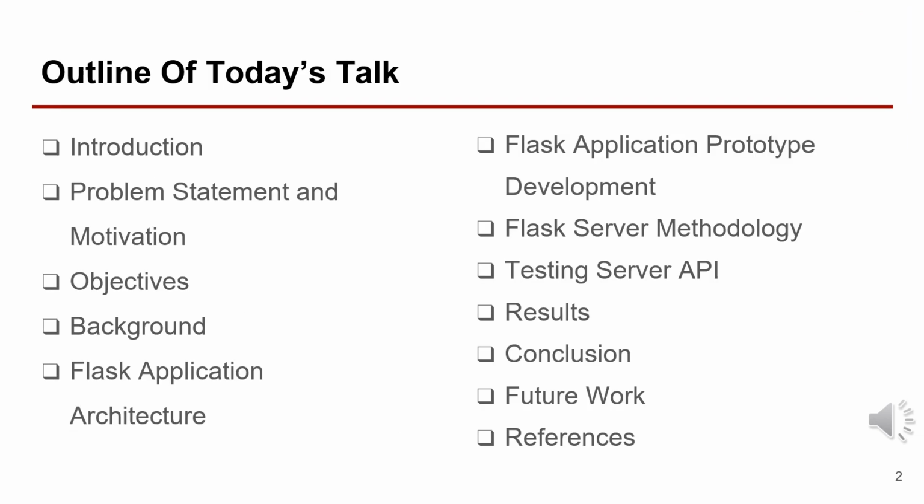Let me quickly go through the outline of today's talk. So I'll be talking about the introduction of our whole project and then the problem statement of the project, and the problem statement that I have for my part, the motivation behind it, the objectives, background, and then the Flask application architecture that I developed, the prototype development, methodology, and then I'll be telling about the testing that we did on the server API, results, conclusion, and then what's the future work that we can do on this.